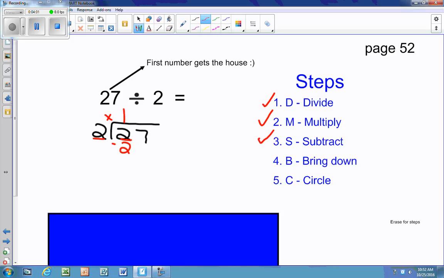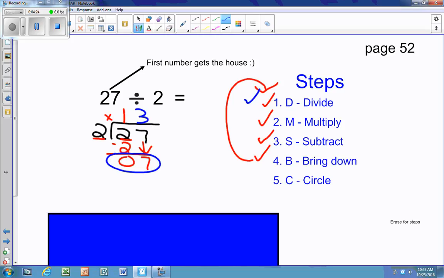Then I have to subtract. And then I bring down. After I bring down, I know I have to circle back to the top and start it all over again. So now I'm going to ask myself, how many times can 2 go into this new number of 7 down here? 2 can go into 7 3 times. Because if I did 4 times, it would be too many.